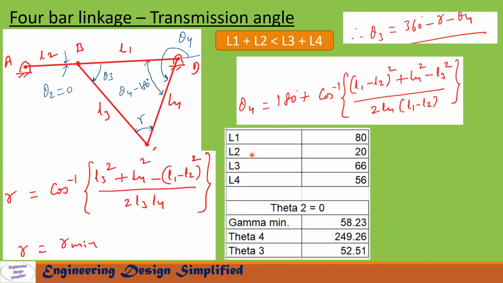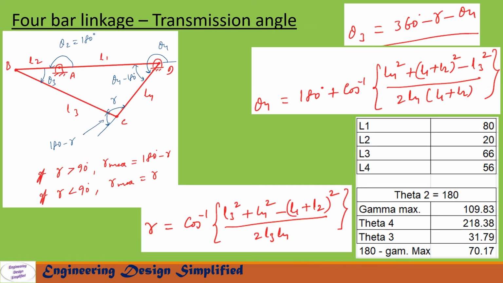So using this equation, we found theta 4. Theta 4 is 249.26 degrees, that is this angle. So for theta 3, using this equation, we found theta 3, that is 52.51 degrees. Now in this slide, let us find gamma max, theta 4 and theta 3. So gamma max will occur when theta 2 is 180 degrees. So again, we have taken this problem: L1 80, L2 20, L3 66, L4 56.